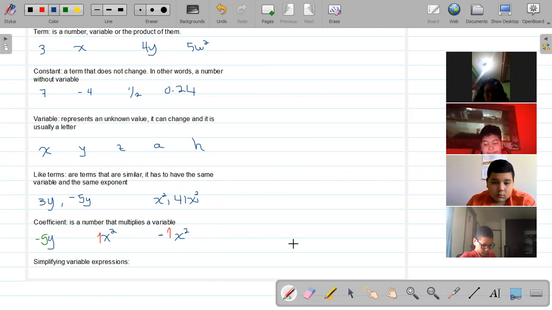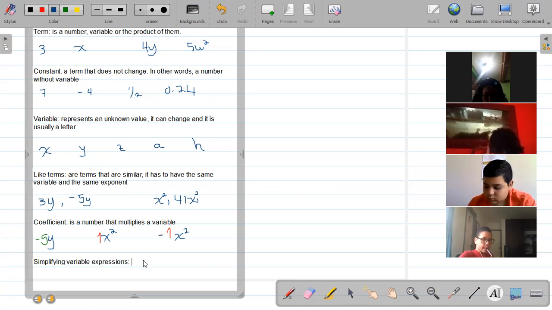Okay? And now the very last definition for today, simplifying variable expression. What is to simplify a variable expression? Or how do you simplify a variable expression? Well, you simplify a variable expression by replacing it with an equivalent expression that has as few terms as possible, okay? So that's what we're going to say.